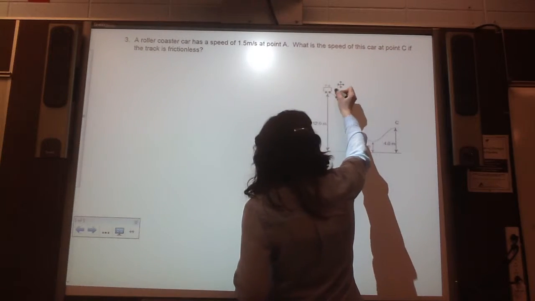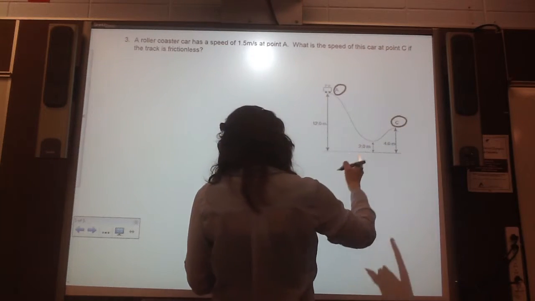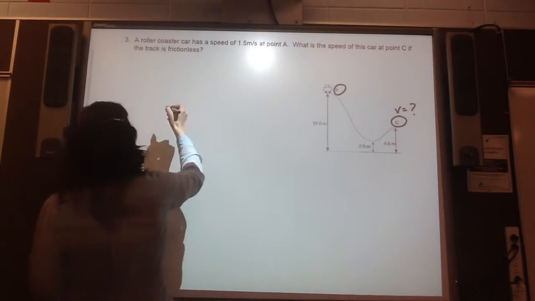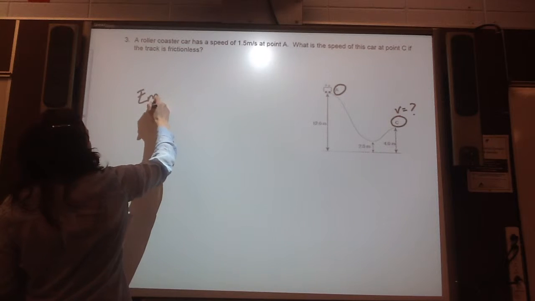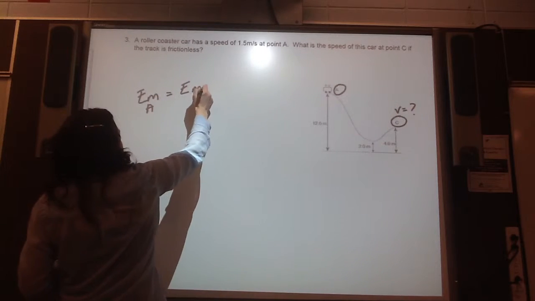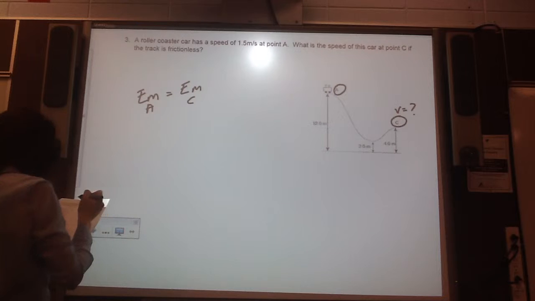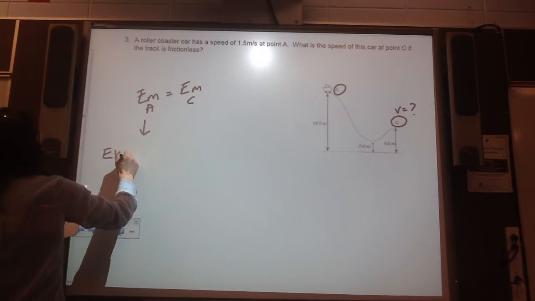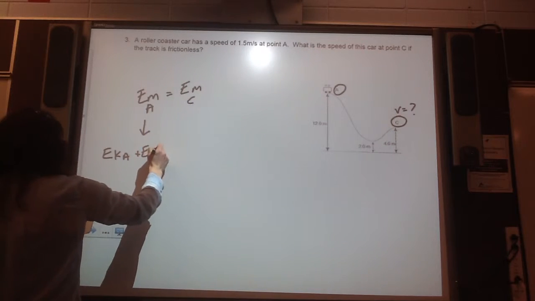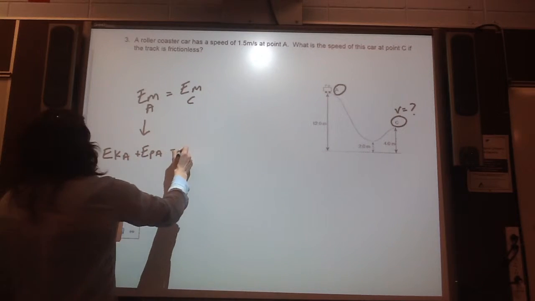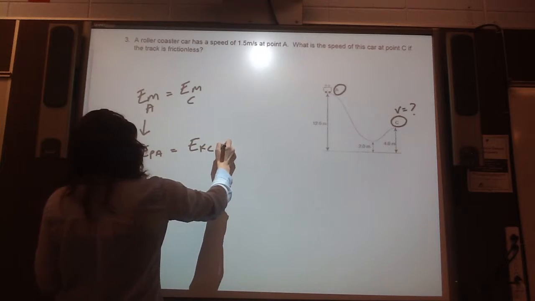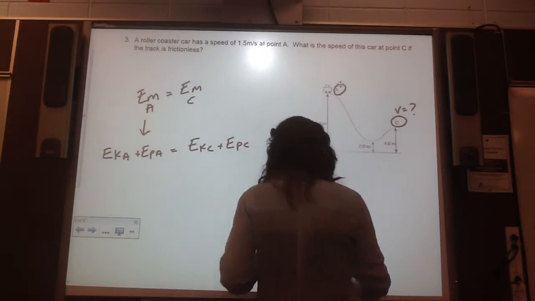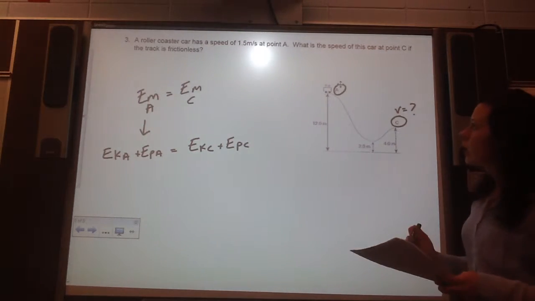So we have our point A and point C. So it's asking for V at this point. So we can make the assumption that EM at A is equal to EM at C. Okay, I can expand both of these to being EKA plus EPA is equal to EKC plus EPC. And we should actually write out some of our information before we get too excited here.